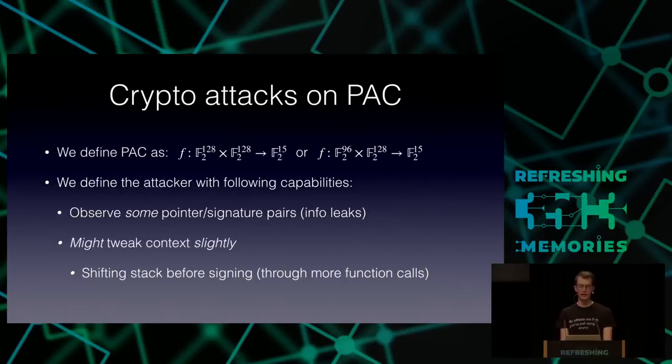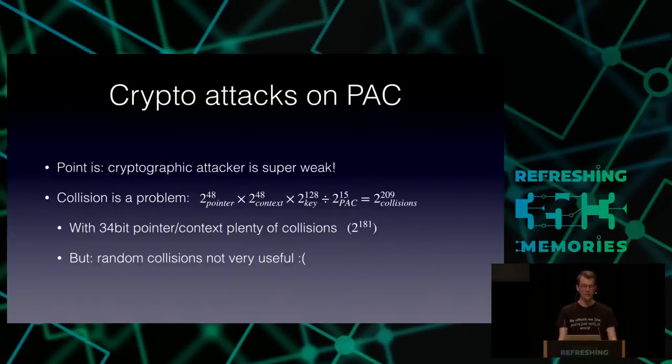So then we define the attacker with the following capabilities. The attacker is allowed to observe some pointer and signature pairs, and I assume that you can get that through some info leaks. For example, you have some bug in the code which lets you dump a portion of the stack with a bunch of signed pointers. This is why he can observe some, not all, but he can see some. And I would also love to have the attacker be able to slightly modify the context. What I mean by that is, I imagine a scenario where the attacker could maybe shift the stack, maybe through more nested function calls before executing the leak, which will give you actually two signatures for the same pointer, but with a different context. Maybe that's somehow helpful. But still, we realize that the cryptographic attacker is super weak.